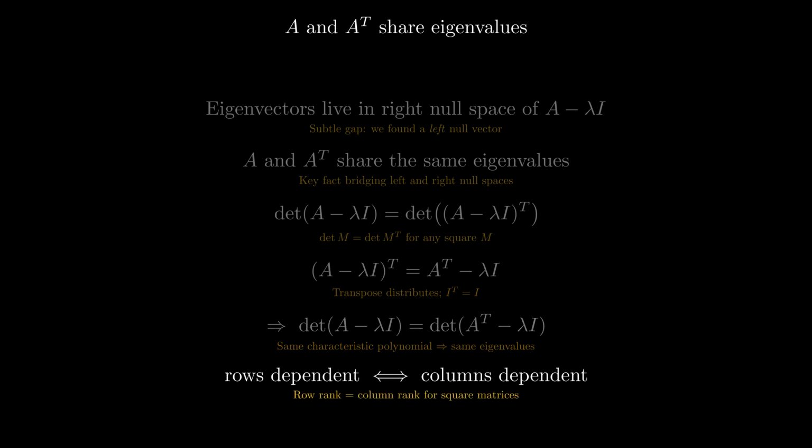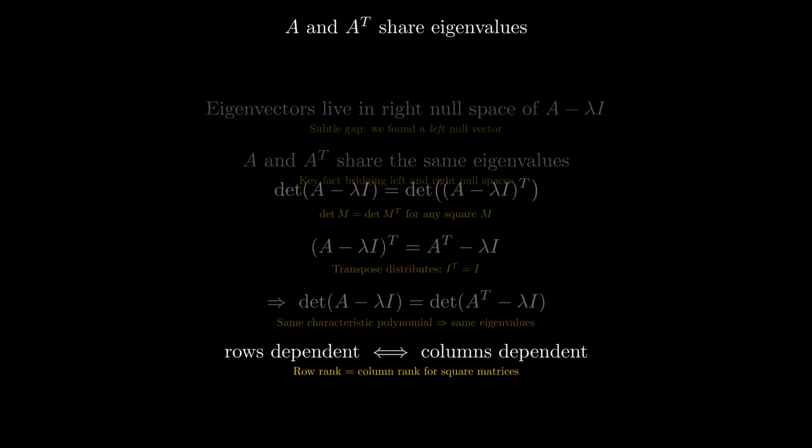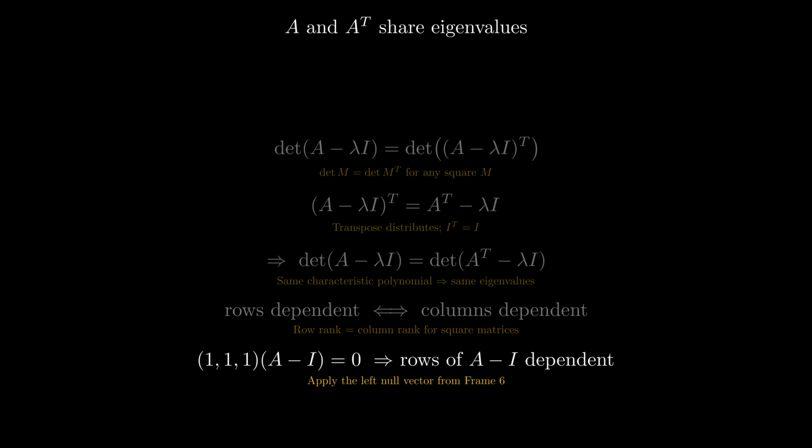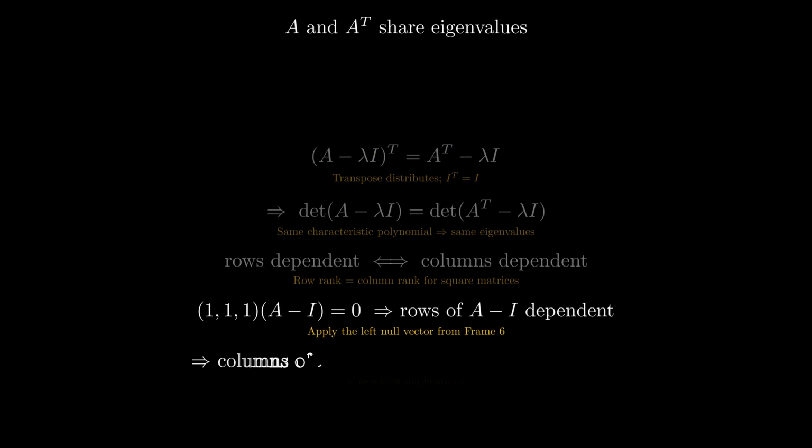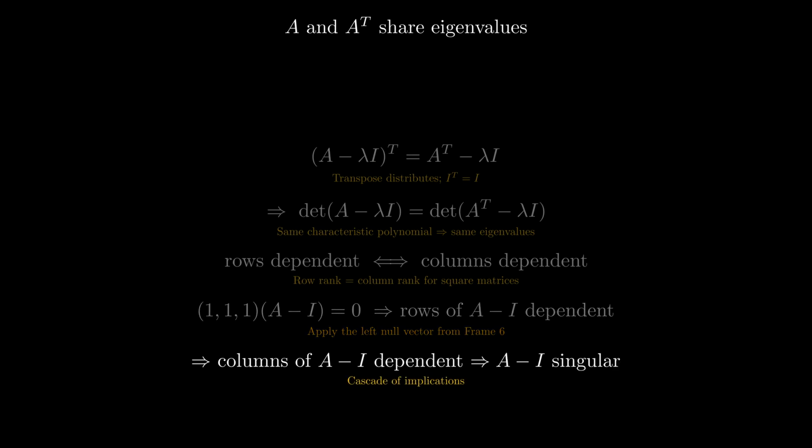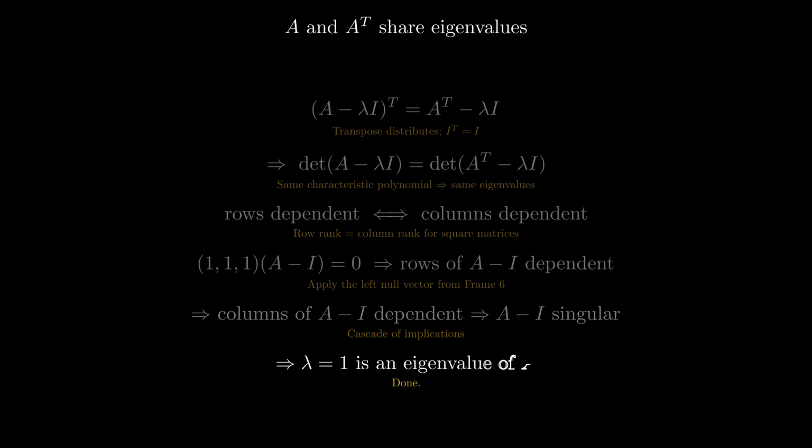Equivalently, for a square matrix, if the rows are linearly dependent, the columns must be dependent too. The rank is the same whether you count rows or columns, so our row of 1s proves the rows of A minus I are dependent, which forces the columns to be dependent, which means A minus I is singular, which means lambda equals 1 is an eigenvalue of A. Done.